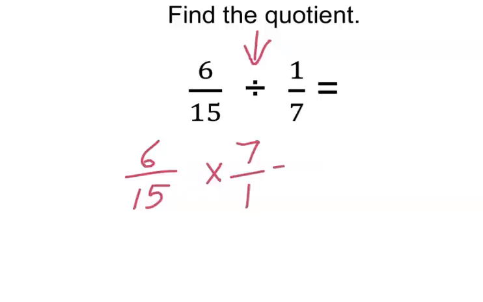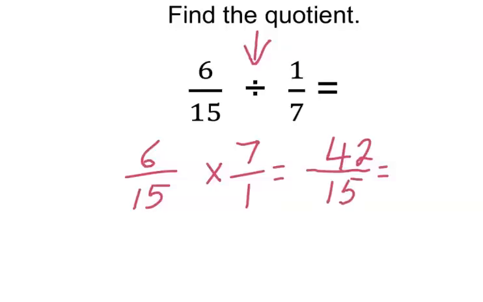Can we simplify anything? Nope, there's nothing that 7 and 15 have that we can divide into each one of those. And 6 and 1, well, 1 is already just 1, so nothing for that. So let's just go ahead and multiply. 7 times 6 is 42. So that's our numerator. 15 times 1 is 15. All right, that's an improper fraction.